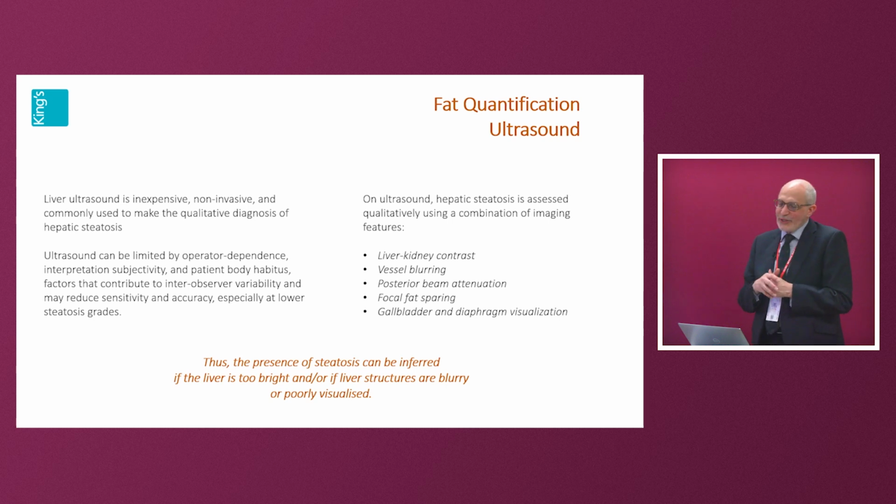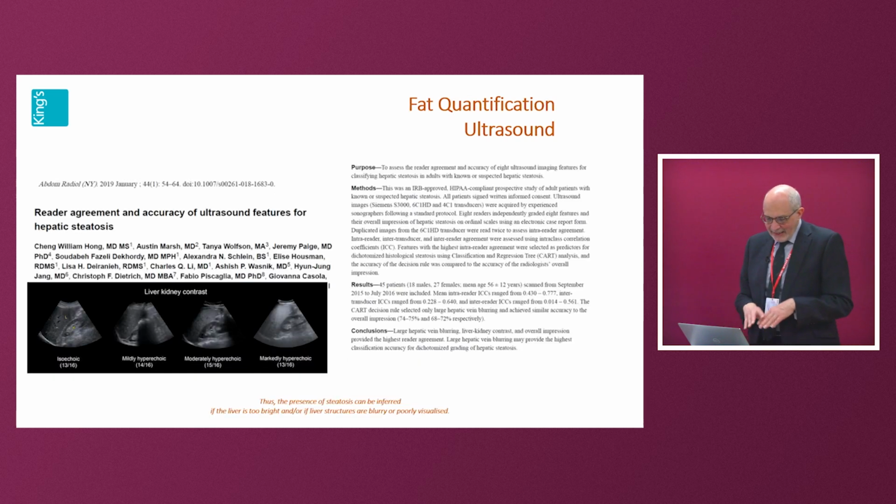But there are ways you can look at it more objectively with just the plain ultrasound. The liver-kidney contrast is the most common one: the dark kidney, the bright liver. Vessel blurring, posterior beam attenuation, focal fatty sparing, not being able to see the gallbladder, and diaphragm visualization. And then you say, this is fatty change, this is steatosis, because the liver is bright. And then you gauge it as mild, moderate, and severe. Is this an accurate way of doing it?